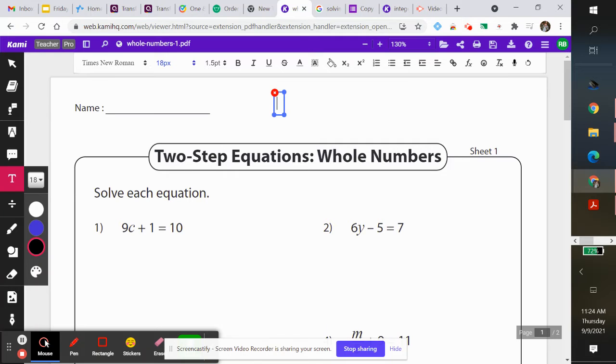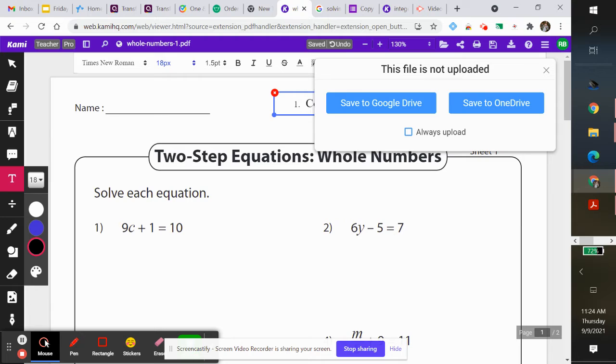All right, make sure that you have a sheet of paper out. We're going to go ahead and just do a quick review of solving two-step equations. Basically, there's two steps. Step one that I like to do, and if you do it differently, that's fine. I just want to make sure that you have a way that you do this.